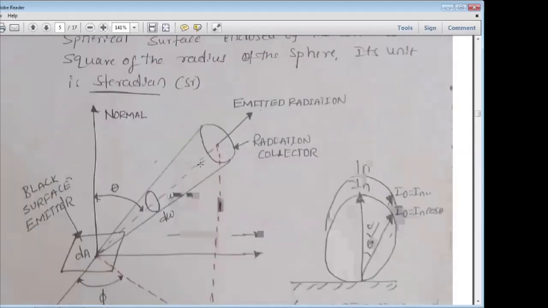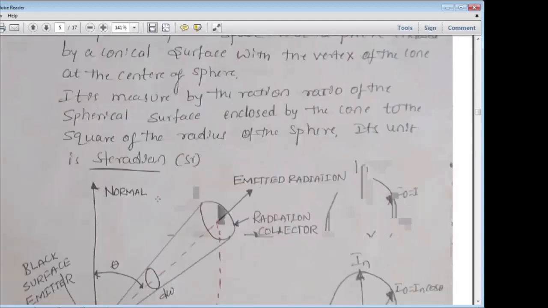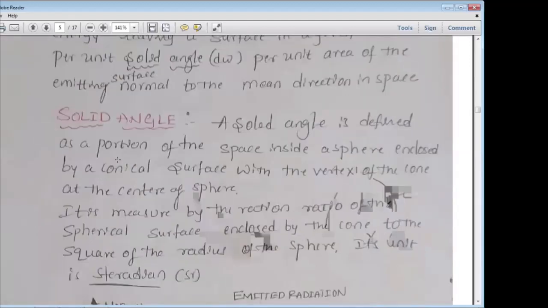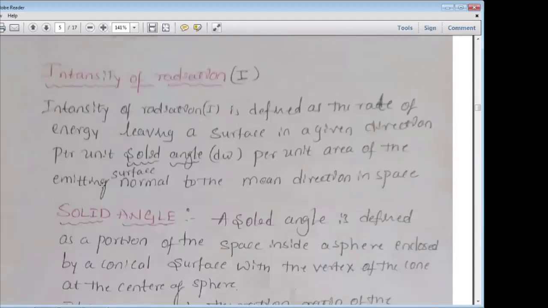Suppose it is the solid angle for the receiving surface, so dA divided by R squared. So these are the intensity of radiation and solid angle. You should know about that.